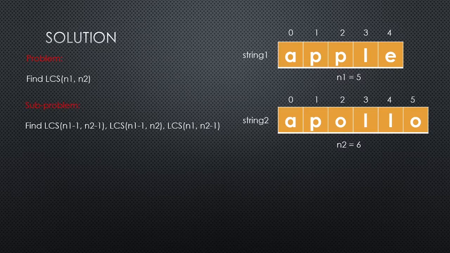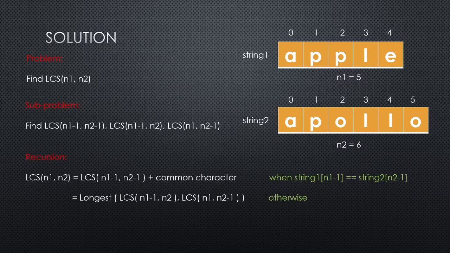The subproblem is finding the LCS of (n1 minus 1, n2 minus 1), (n1 minus 1, n2), and (n1, n2 minus 1). And why are we choosing this kind of subproblem? It will be more clear once we take a look at the recursion. If you take a look closely, you can see that LCS of n1 and n2, we can write it as LCS of n1 minus 1 and n2 minus 1 plus the common character, once the character present on the n1th index of string 1 and the n2th index of string 2 are the same.